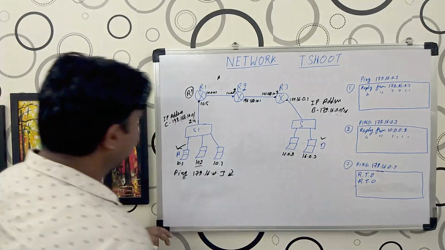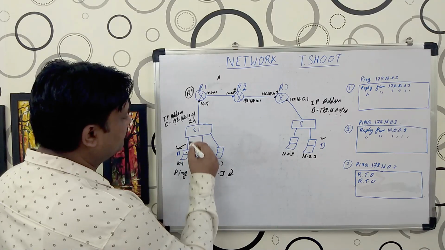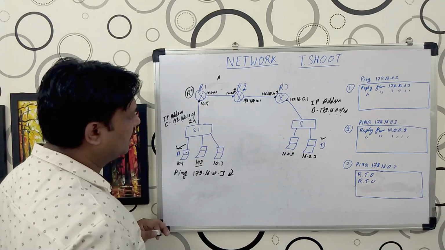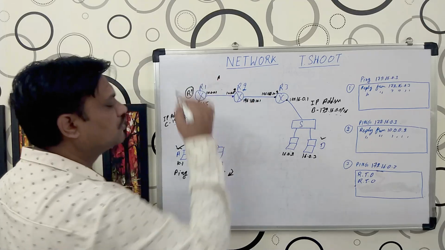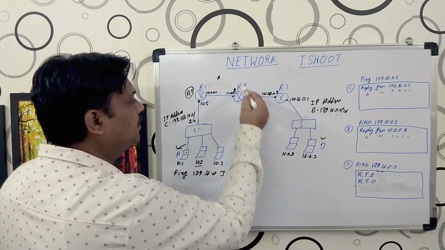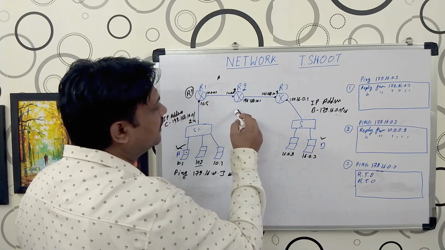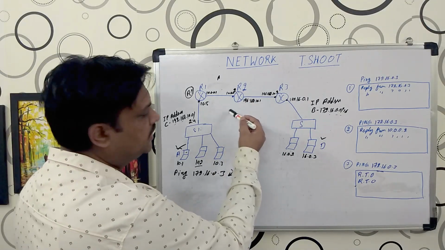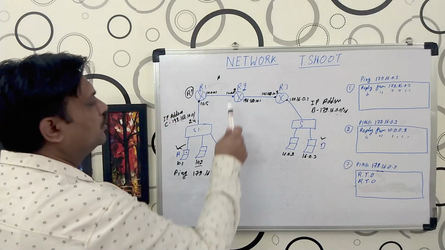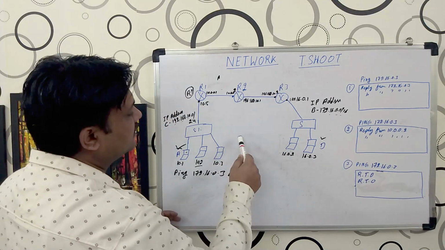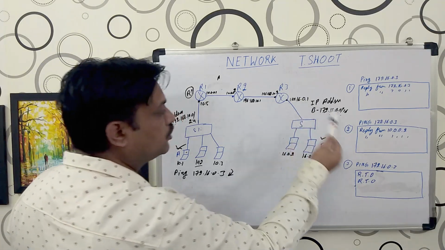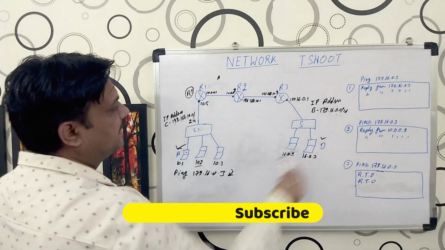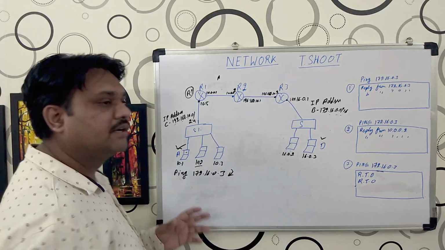Say, for example, your data is reaching from computer A to switch number 1. Switch number 1 is transferring your data to router number 1. Router number 1 is transferring your data to router number 2. But router number 2 is not able to transfer your data to the next network. Reason: if you check the routing table of router number 2, router number 2 has no idea about your destination IP address, right? So router number 2 does not know where that destination is, where that network is.